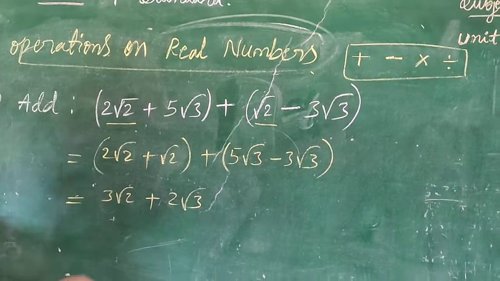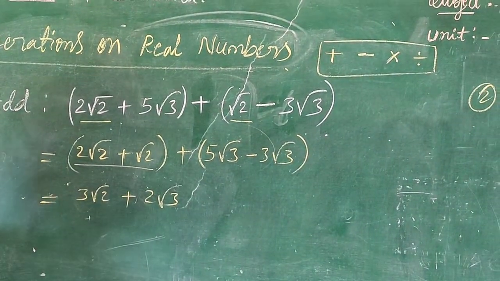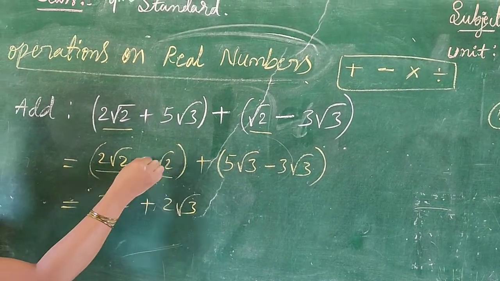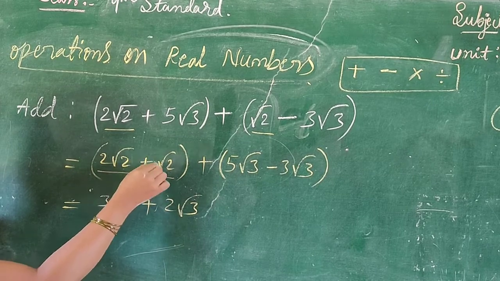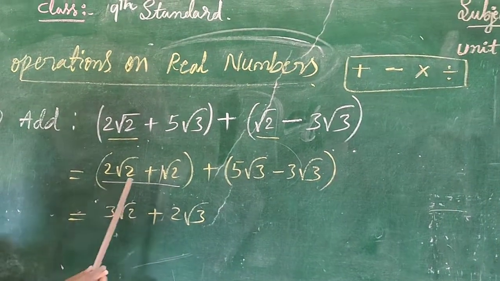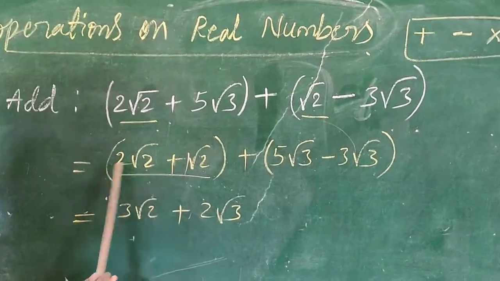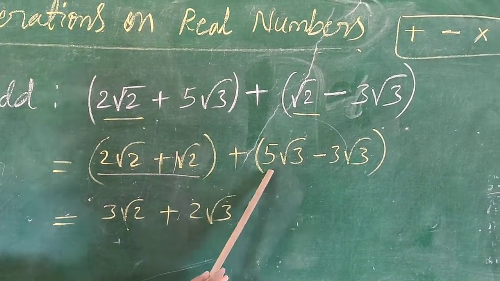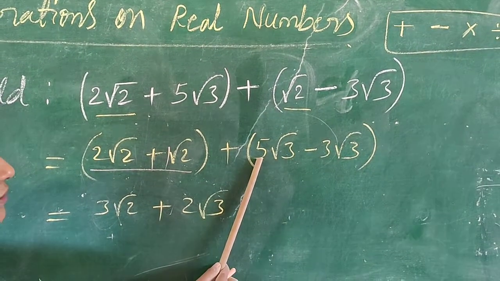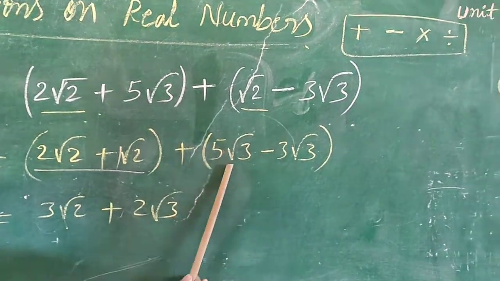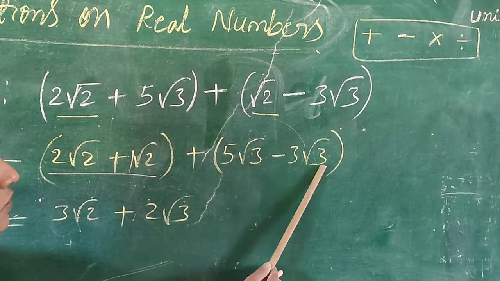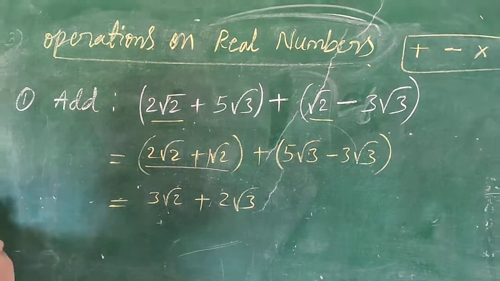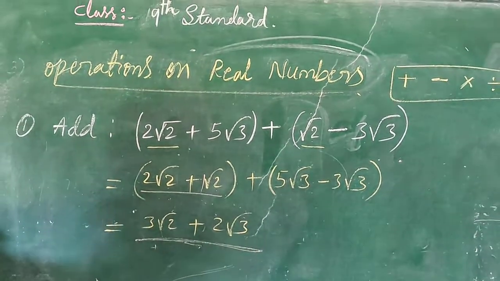So now add these two like terms. So you know that this is an irrational number, the coefficient is 2. Irrational number coefficient is what? Here there is no number, the 1 is present. That's why you can add the coefficients. 2 plus 1 is 3 root 2. Now coming to this one, here the coefficient is 5, here 3. So here is what? Root 3. So these two are like terms. So that's why 5 minus 3 is 2 root 3. This is our answer.